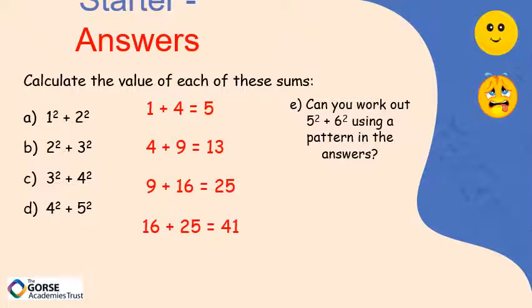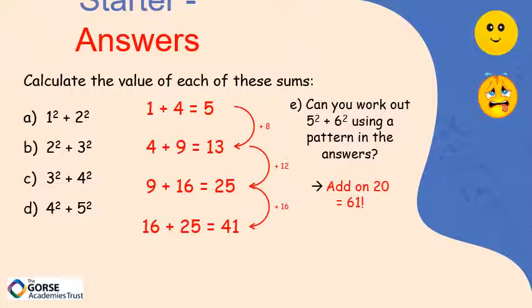Now, is there a pattern within the answers? Well, let's have a look. 5 to 13, you add 8. 13 to 25, you add 12. 25 to 41, you add 16. So 5 squared plus 6 squared must be add 20. So the answer would be 61.